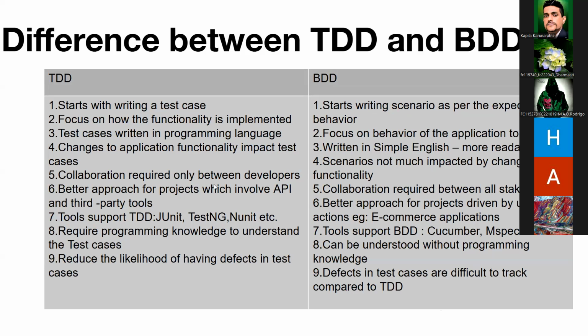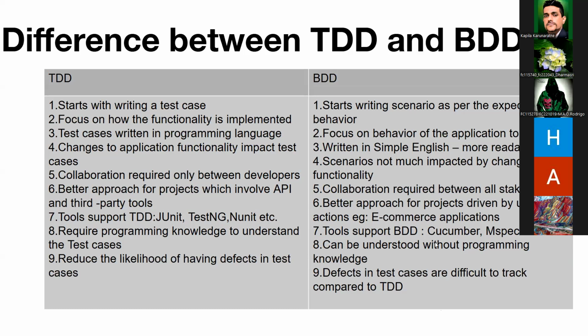In TDD, collaboration is required only between developers, while in BDD collaboration with all the team members is required. TDD is a better approach for APIs or third-party tools, while BDD is a good approach for a lot of domain-specific cases. For tools, in TDD you can use JUnit, testing frameworks, PyTest, and all these unit testing technologies.